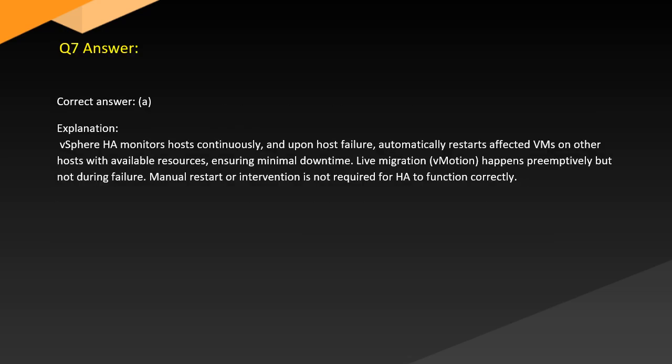Answer. Correct answer: A. Explanation. vSphere HA monitors hosts continuously and, upon host failure, automatically restarts affected VMs on other hosts with available resources, ensuring minimal downtime. Live migration with vMotion happens preemptively but not during failure. Manual restart or intervention is not required for HA to function correctly.